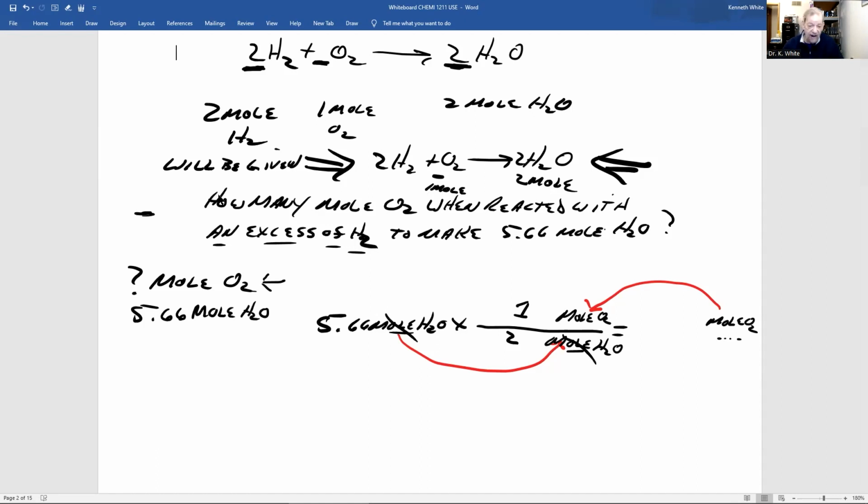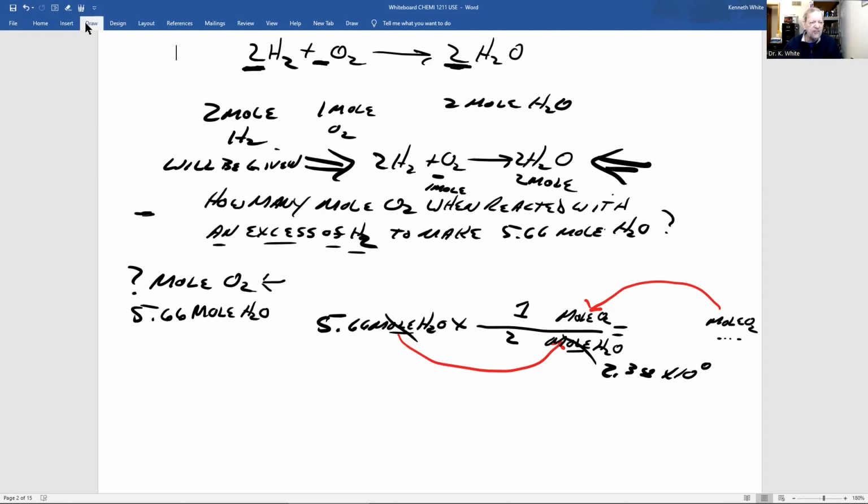Now, I'll pick up my calculator, clear it. 5.66 times 1 divided by 2. And my calculator gives me this.